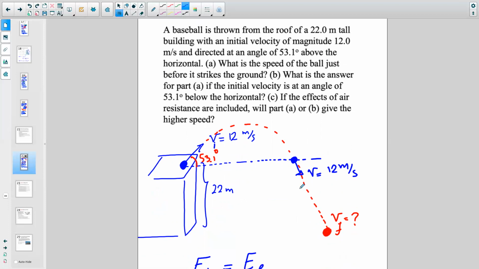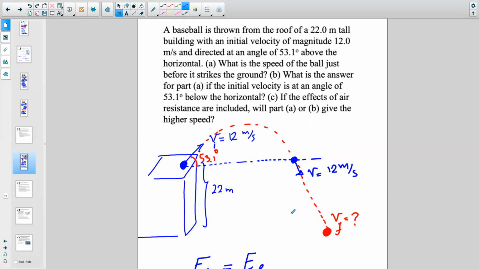Now, the things that will change: the point where the ball hits the ground will be much closer to the building, and the time it takes the projectile to hit the ground will change, but the value of the final velocity will be the same. Now part C: if the effects of air resistance are included, will part A or B give the higher speed?